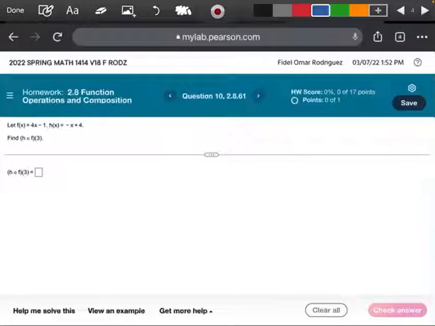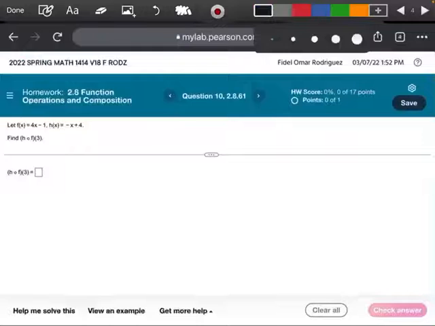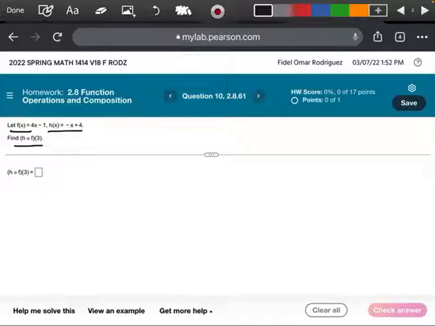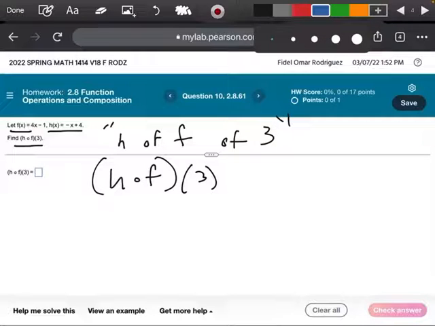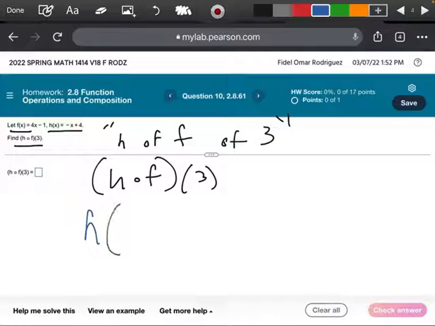The first problem says we have two functions, f of x and h of x, and we're trying to find h of f of 3. Okay, so the way I read this is h of f of 3. So when I see a problem like this, y'all, my first step is going to be I'm going to write h and then parentheses f and then parentheses 3.